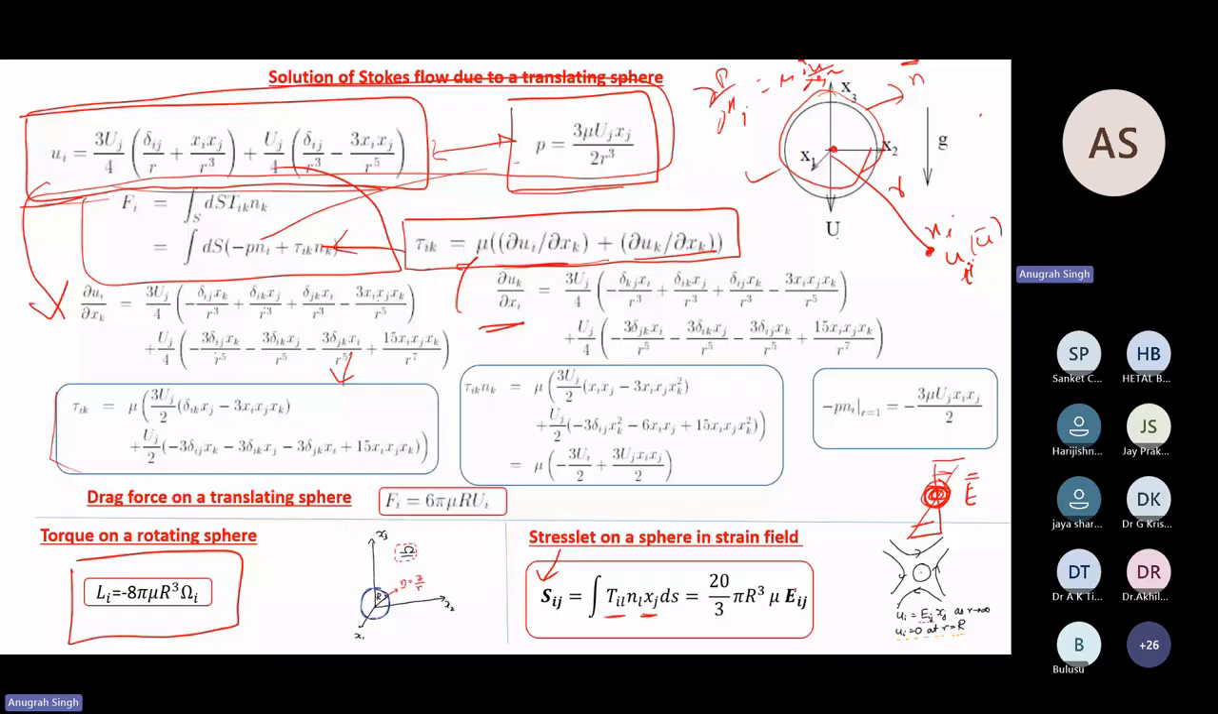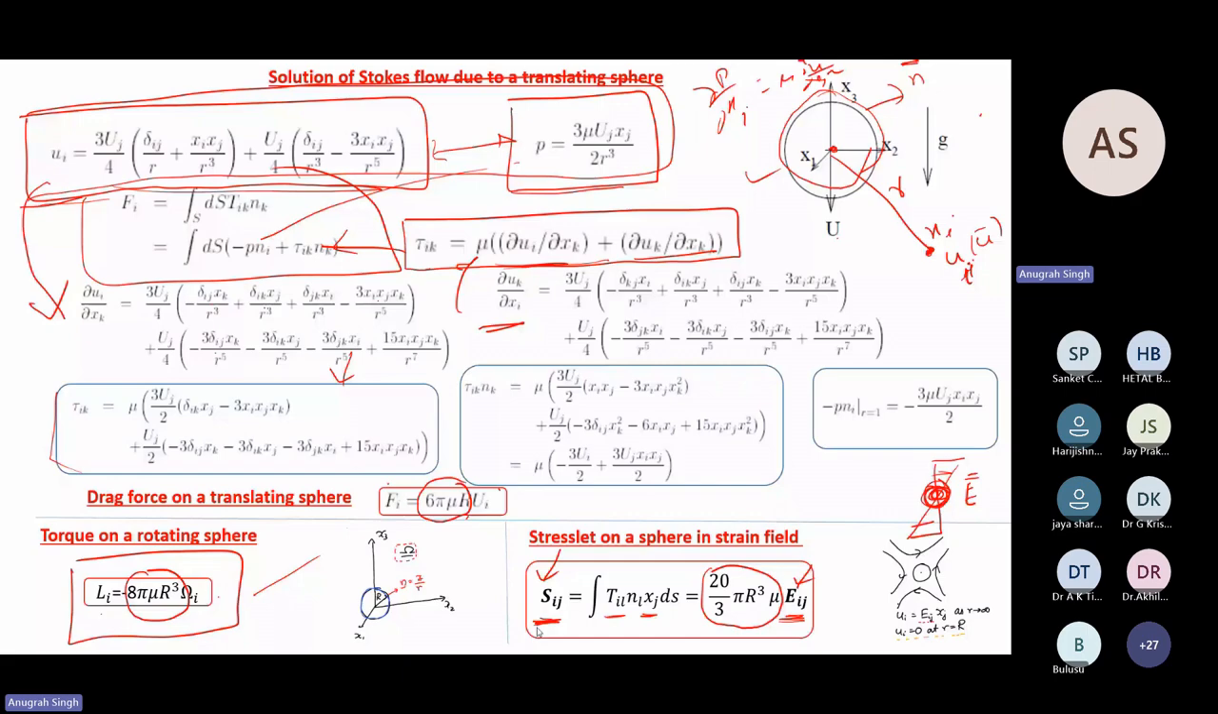So all these are coefficients: 8 pi mu r cubed, 20 by 3 pi r cubed, and in this case 6 pi mu r. This relates force to velocity, torque to angular velocity, and stresslet to the rate of strain. These two are vectors, but this is a tensor, so a second order tensor is relating to a second order tensor. So we now have fundamental or analytical solutions for various cases.